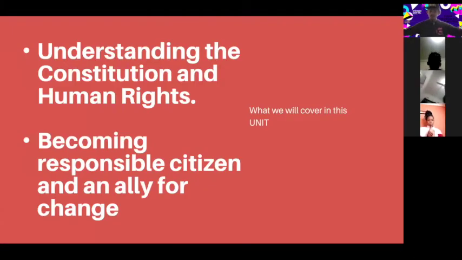Okay, so here's what we're going to cover today. We're going to look at what constitutional and human rights are. That is chapter 2 of our constitution, as well as how to be a responsible citizen.